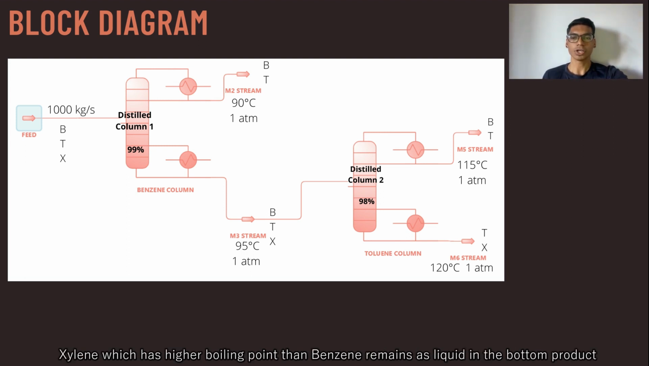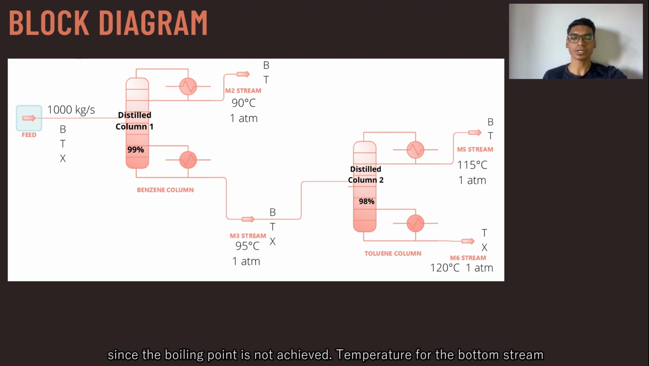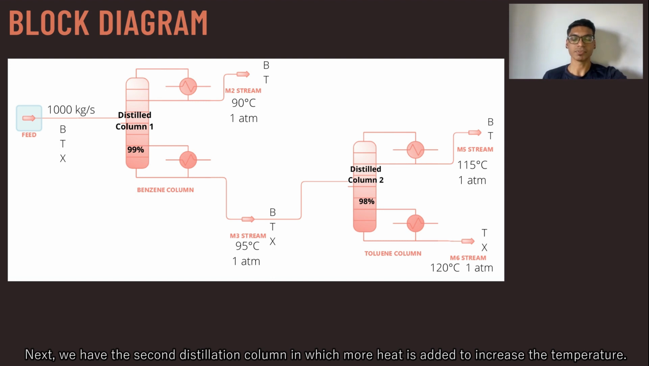Xylene, which has a higher boiling point than benzene, remains as liquid in the bottom product since the boiling point is not achieved. Temperature for the bottom stream is slightly higher than the top stream, which is assumed to be 95 degrees Celsius. Next, we have the second distillation column in which more heat is added to increase the temperature.